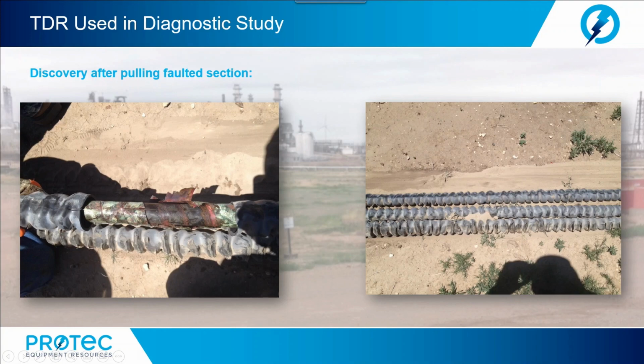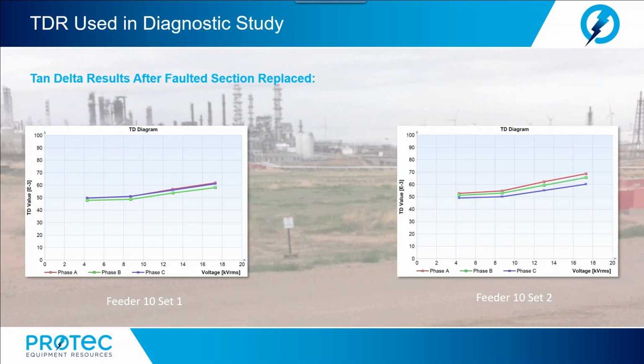Now, after removing this 400-foot section of cable, we went back and retested with the tan delta. Notice now that the tan delta readings drop significantly. Prior, they were at 60 and above. Now they're down to around 50. We'd still see a little bit of a tip up on it. So the cable is not perfectly healthy at this point, but let's see how much we've improved by simply removing that 400-foot section.